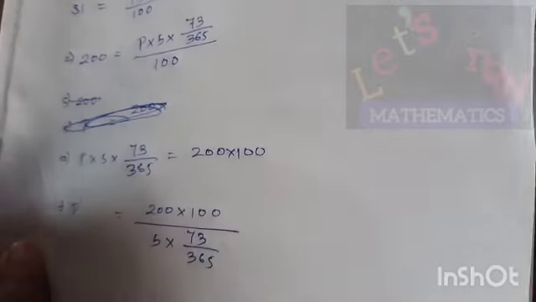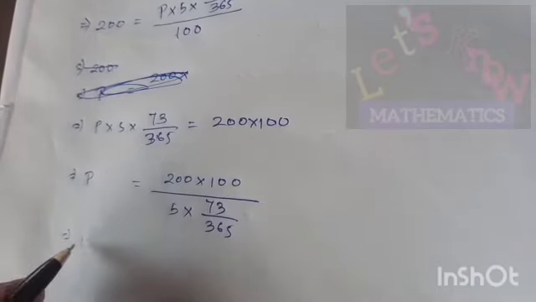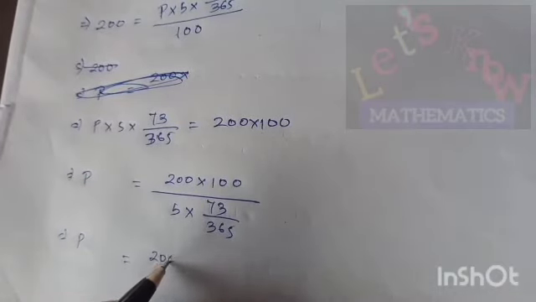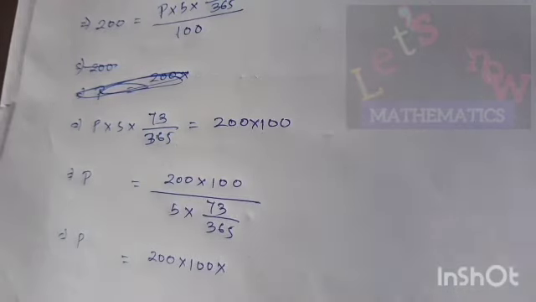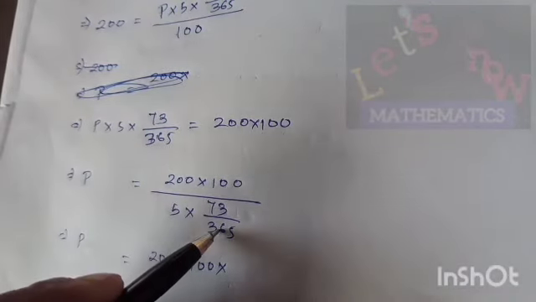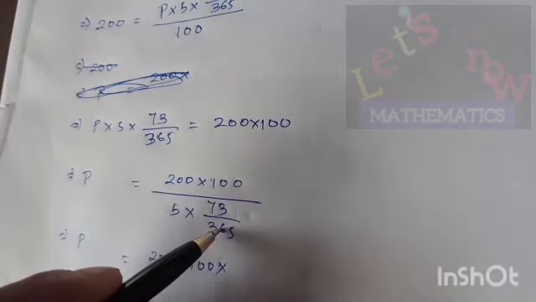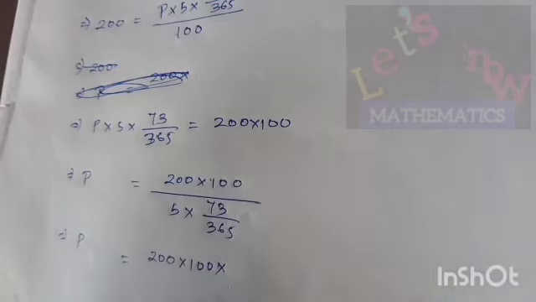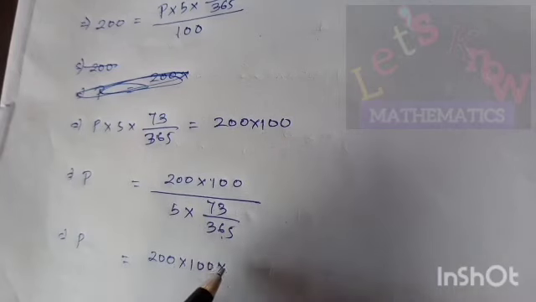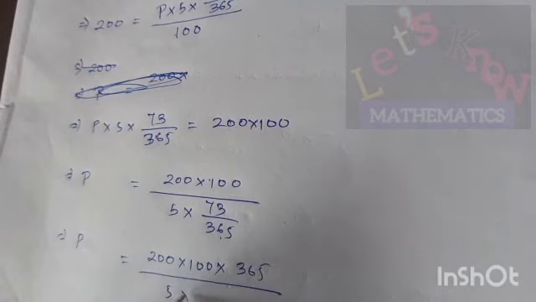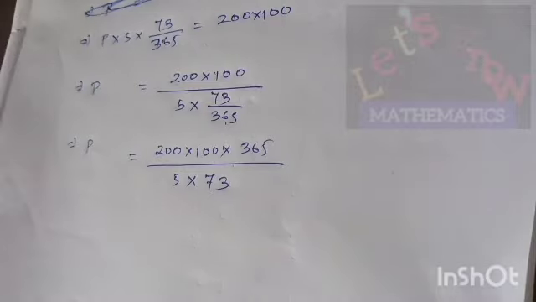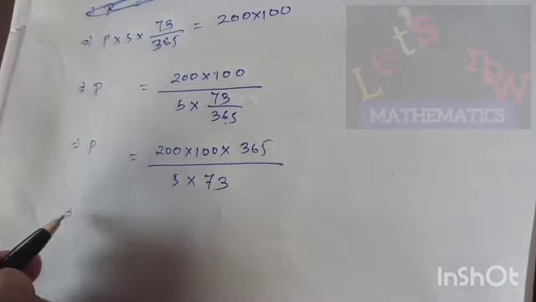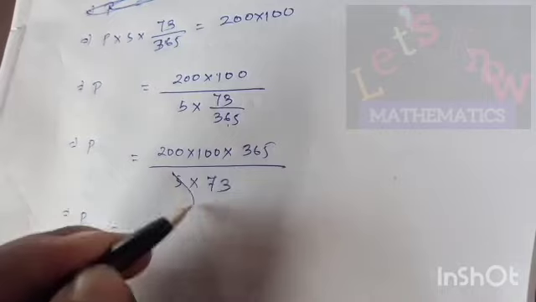Yes. So we have to simplify it a little. So P is equal to 200 into 100 into, see, this one is 73 by 365, no? So if we multiply it, then 365 will go up. Then what's remaining? 5 into 73 will be remaining down. Is it? So now if we are going to find the principal from here, just cut it.